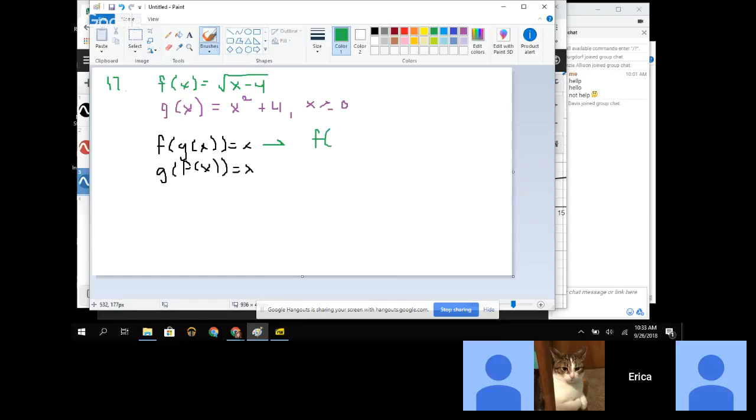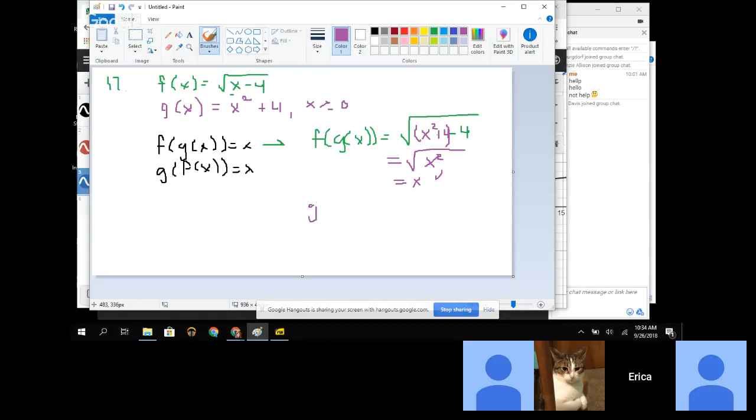So f of g of x means that I am taking the square root of x minus 4, but instead of x, I'm going to use g of x. So it's x squared plus 4. Then x squared plus 4 minus 4 is just x squared, and the square root of x squared is x. So that checks out, right?